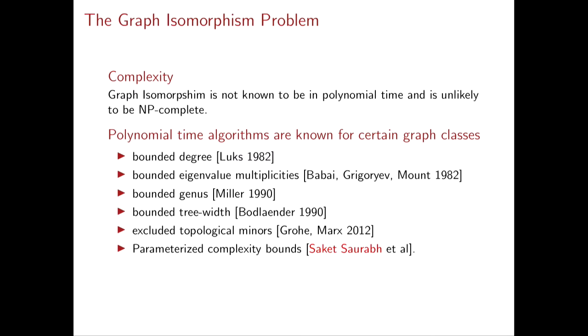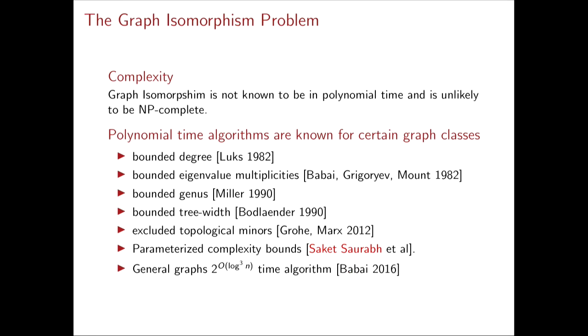And then parameterized complexity bounds, I just wanted to mention a bunch of interesting results by our own Saket along with co-authors. For bounded tree width graphs, for example, they were the first ones to find a fixed parameter algorithm where the parameter is the tree width of the graphs. And also for excluded minor graphs, a more recent result, which is a very beautiful result by Saket and his collaborators. And very recently for general graphs, Babai, in a tour de force of more than 100 pages, gave a 2 to the order log n cube time algorithm for graph isomorphism.